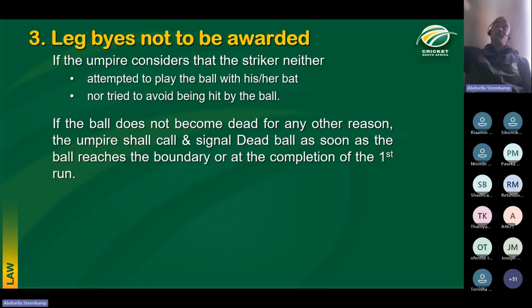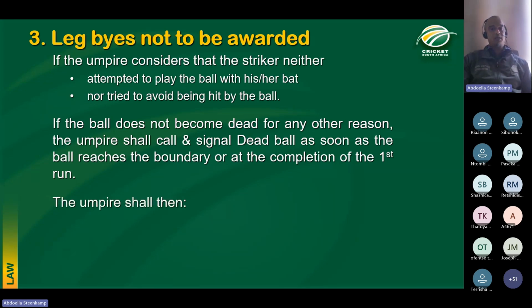So if the ball ricochets to the fine leg boundary and they complete one run, as soon as that one run is completed, the umpire needs to intervene by calling and signaling dead ball. Don't let them run a second or a third or a fourth. Or if the ball goes over the boundary, let's say it ricochets, batter not offering a shot, off the pad and goes over the boundary, that boundary also is not to count. So they've now, let's say, run a single. As soon as they've completed the single, you need to call and signal dead ball.